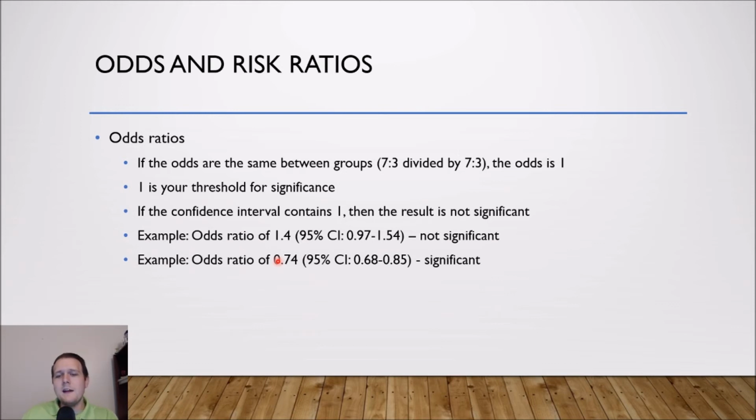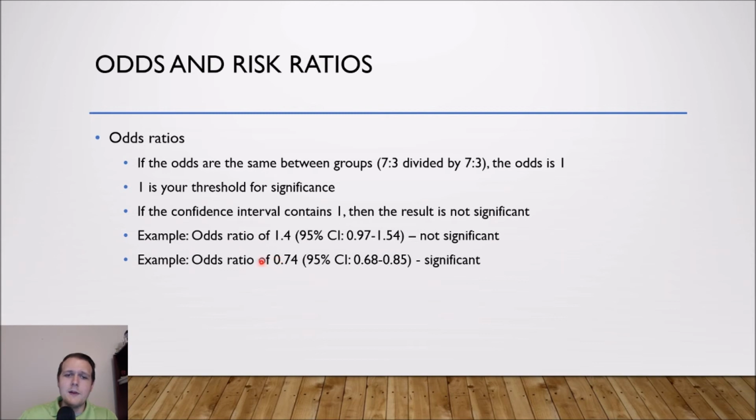And so in this case, it's important to remember that your null value, or the value that will denote significance, is going to be 1 because I'm dividing one thing by another, and if there's no difference between the two, they're obviously the same value. In this case, 7 to 3 and 7 to 3, that value is going to be 1. That means if you have a confidence interval that gets expressed and it includes 1, it's a non-significant result.